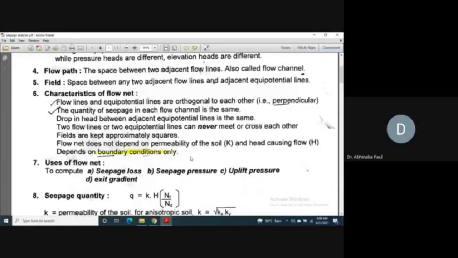Next are the characteristics of a flow net. What are the characteristics of a flow net? Only two points are very important. Flow lines and equipotential lines are orthogonal to each other. Orthogonal means perpendicular. The quantity of seepage in each flow channel is the same. Other things you can also see, but two things are important.